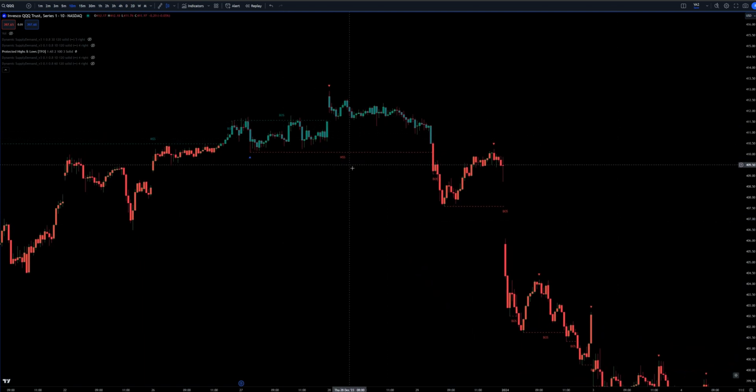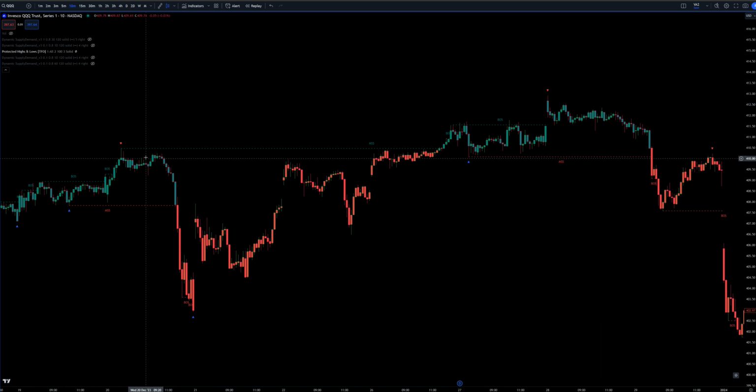What are these BOS and MSS? A BOS is break of market structure. So if the market structure is breaking, that's a break of market structure. And MSS is major shift in market structure. The major shift is when the trend is going to change from one side to the other. For example, here the trend was down. Once we close above this, it's a major shift in market trend.